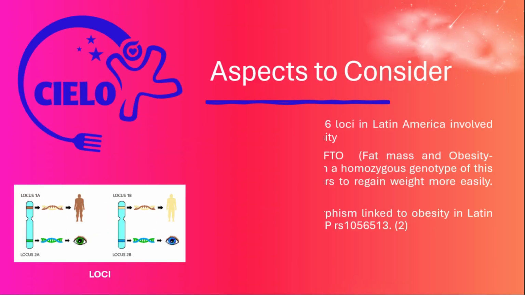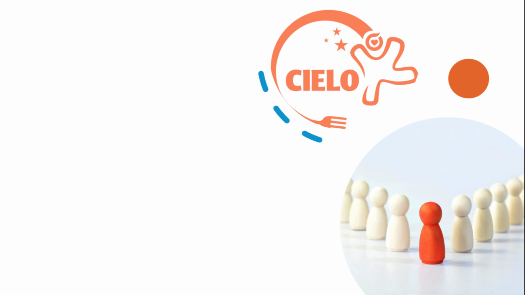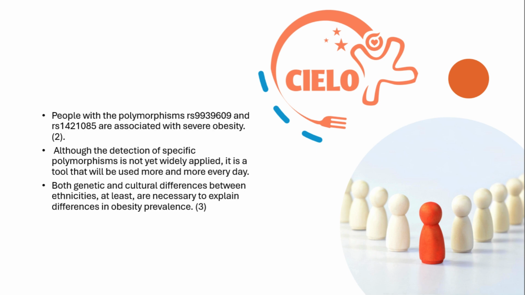In Latin America, at least 16 loci have been identified as related to childhood obesity, and polymorphisms such as Rs9939609, Rs1421085 and Rs1056513 are common in people with severe obesity. Although the use of specific polymorphism identification is not yet widespread, it is expected that its application will increase over time. Both genetic and cultural variations among different ethnicities are at least necessary, if not fundamental, to understand differences in the prevalence of childhood obesity.